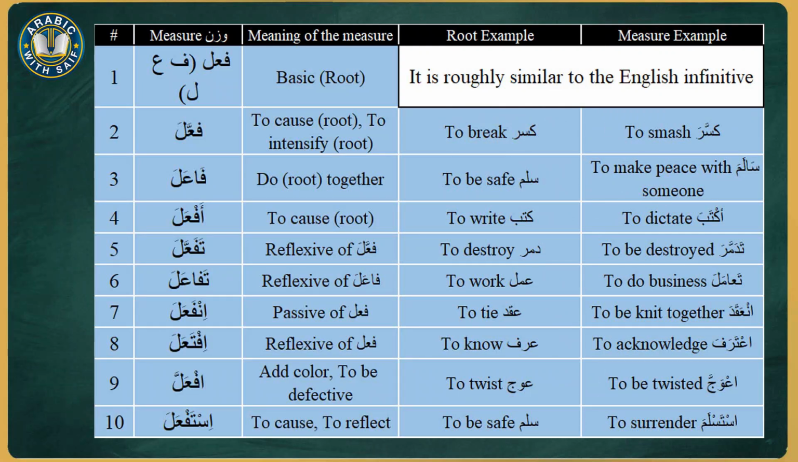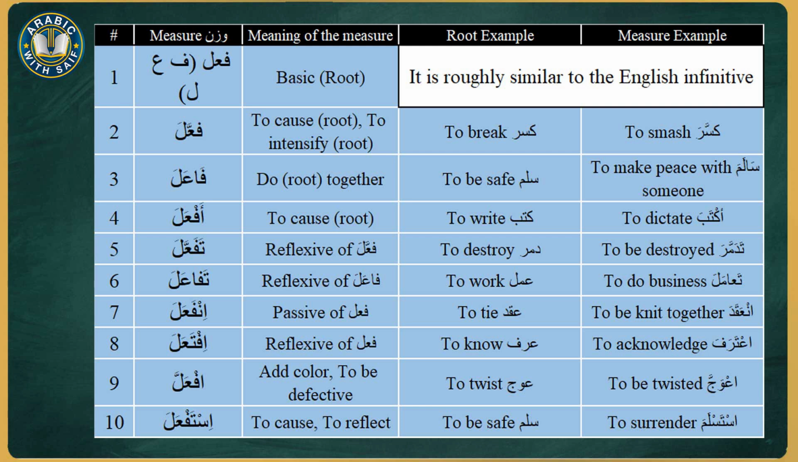In Arabic verbs, there are 10 measures: the three-letter root can be changed to 10 different patterns that the root can follow. Let's look at this chart to know more about these 10 measures. Measure number 1, فعل, فاء عين لام. This is the basic root. It's roughly similar to the English infinitive.